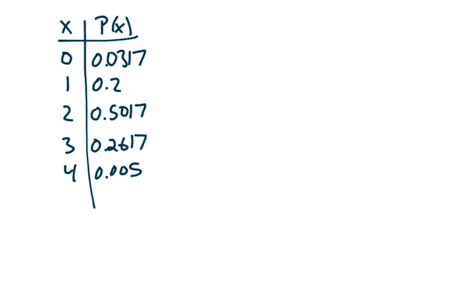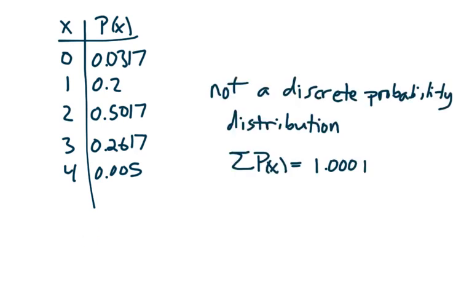Great, great. Now, is the sum of all of this equal to 1? Why don't you go ahead and check? Pause this and add them. 5, 4, 3, 2, 1. All right, and you should get that this is 1 point, not 0, 1.0001. So this is not a discrete probability distribution.